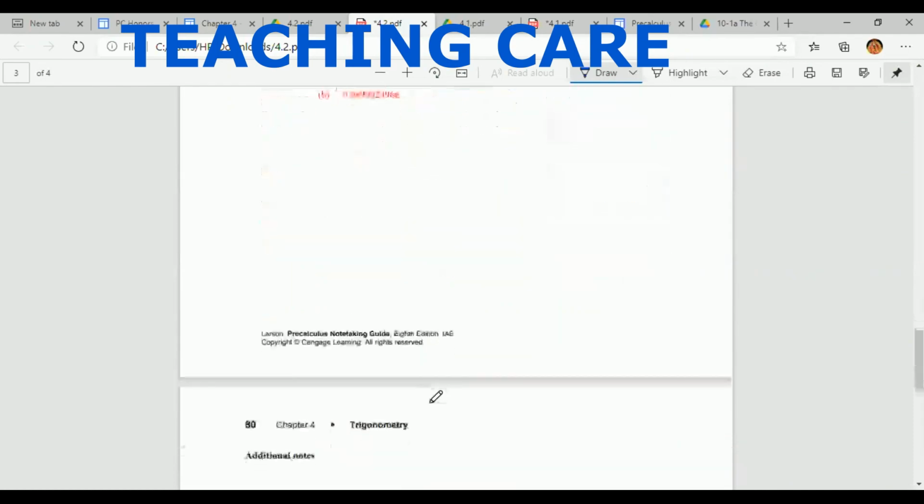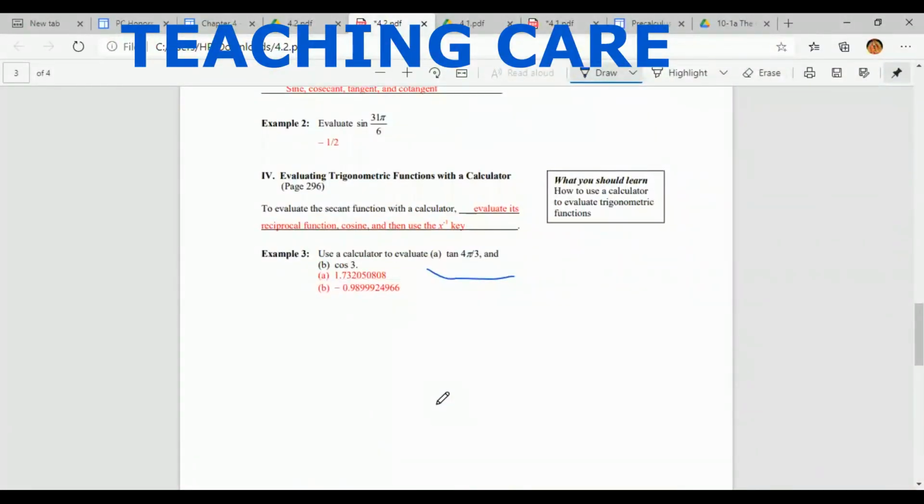Okay, and using the calculator, this part is easy: tangent of 4 pi by 3 and cosine of 3. Tangent of 4 pi by 3 would basically be 240 degrees in this case, and cosine of 3. Okay, got it.